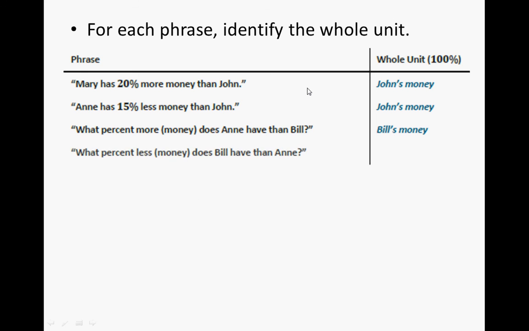And last, what percent less money does Bill have than Anne? What is the whole unit now? It would be Anne's money, because Bill is being compared to Anne. Bill would be the quantity, Anne would be the total.